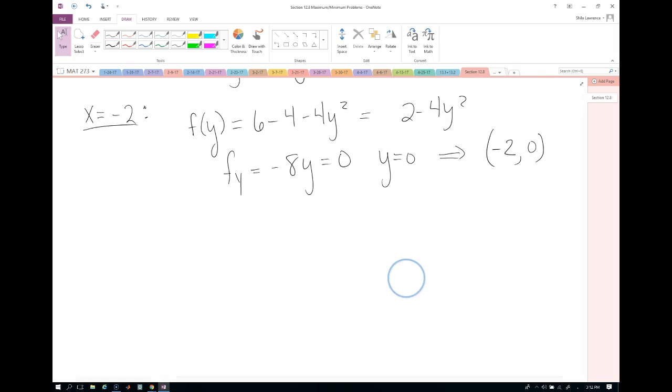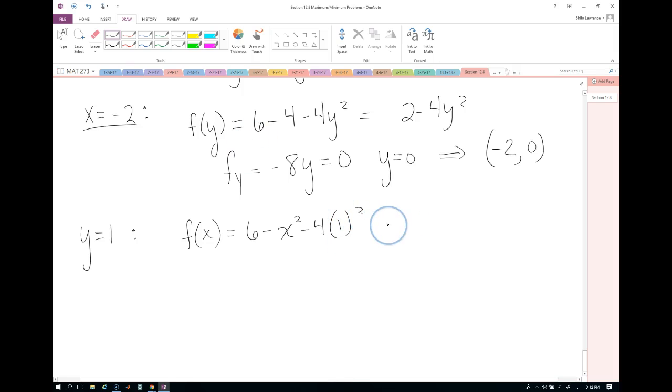Now we're going to check our 2 y boundaries. We've got y equals positive 1, which is going to make this now just be a function of x. So we have 6 minus x squared minus 4 times 1 squared, which is going to be 2 minus x squared. F sub x is just negative 2x, and that's going to equal 0 when x is 0. So we've got the point 0 for x, 1 for y, because we started off with y equals 1.